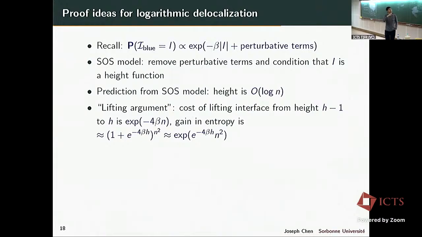And so this is basically saying it's more beneficial for me to rise and rise and rise until these two terms become the same. And this happens exactly when this second exponential in the entropy is order n, which is when h is 1 over 4 beta log n. And so this argument is quite sharp. It gets you the reality, 1 over 4 beta log n.